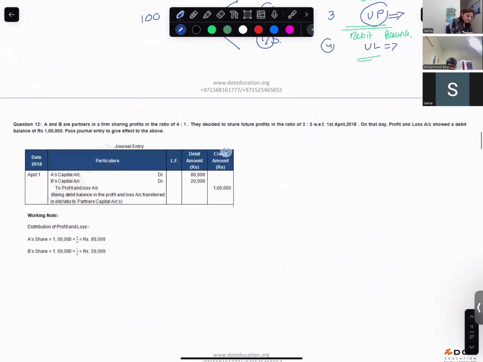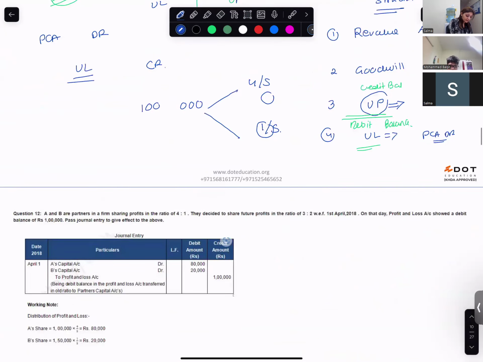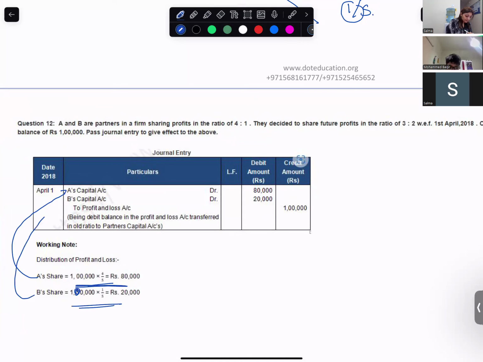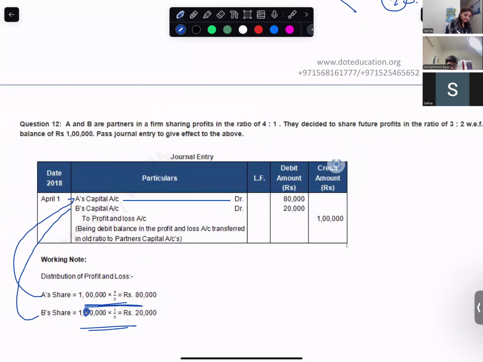Profit and loss account, partners' capital account debit. 100,000 into 4 by 5 would go to A, and 100,000 into 1 by 5 would go to B. So A's capital account debit, B's capital account debit, and the undistributed loss, the Profit and Loss Account, credit.